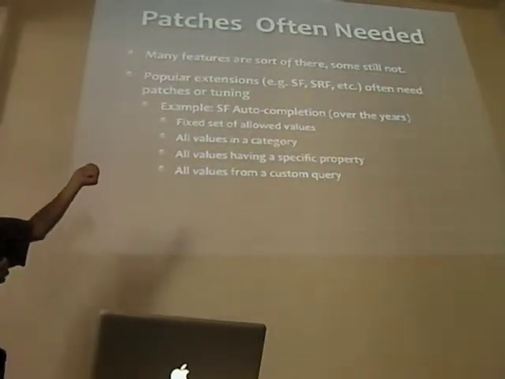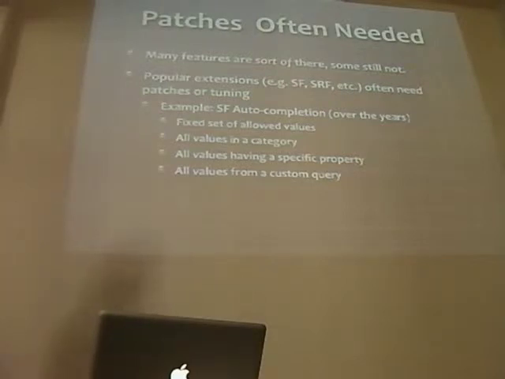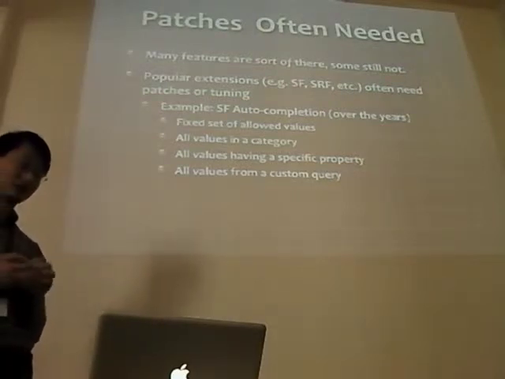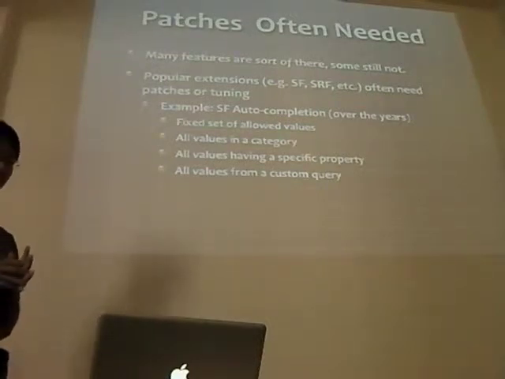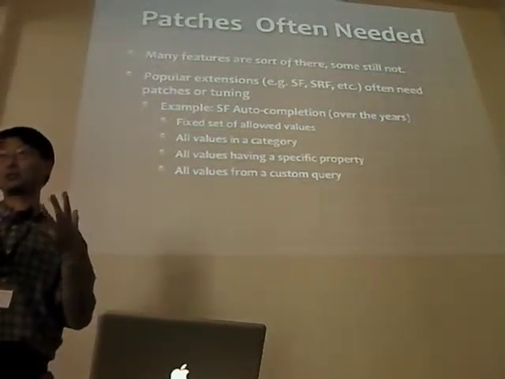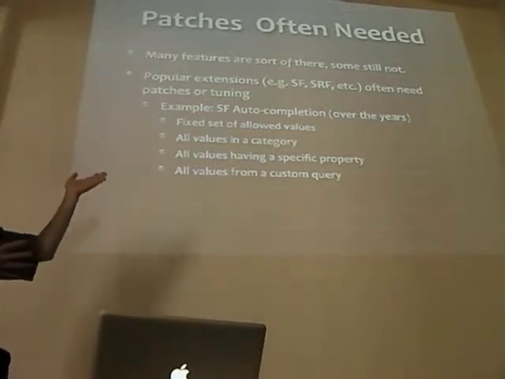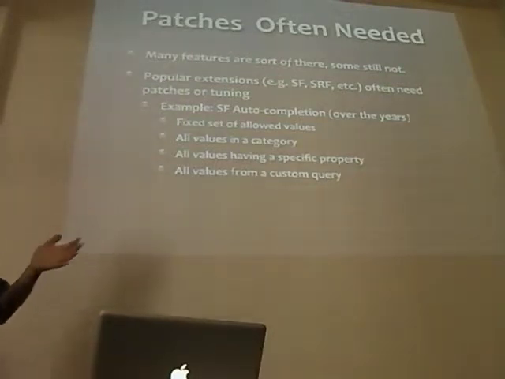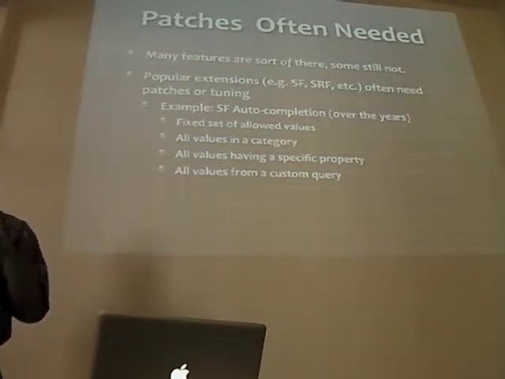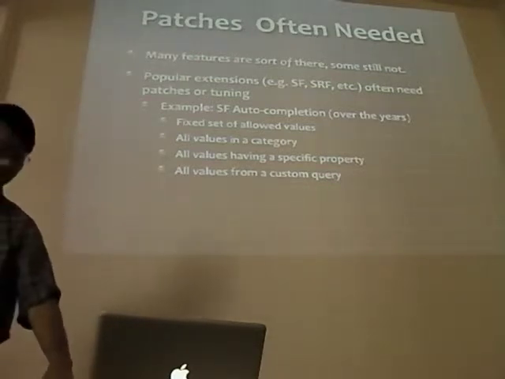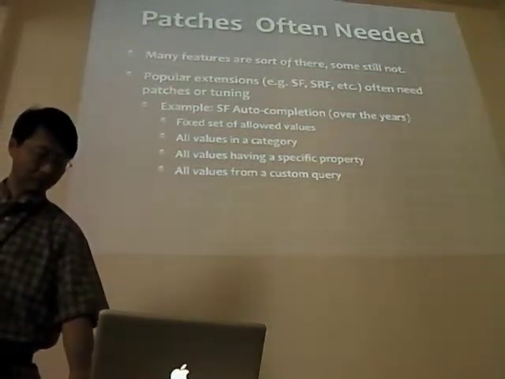The example here is about auto-completion. I think we started using that in 2008. It has a basic auto-completion. Then we found, in order to enhance usability, we have to add auto-completion with categories, over a specific property, or even using a custom query. Those things, I believe, are now in the current Semantic Forms code base.